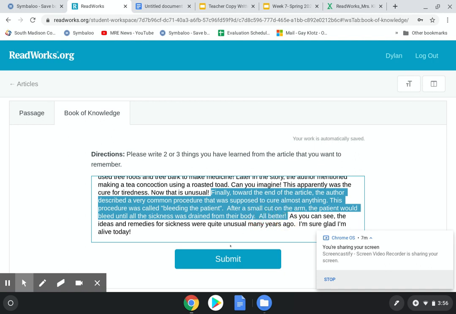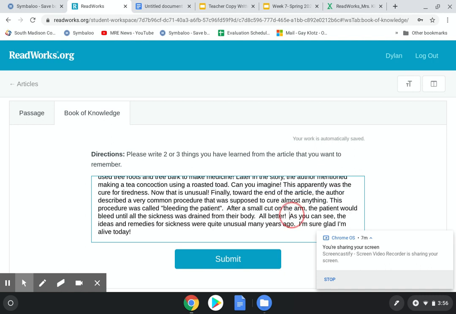And here's my last citation and explanation. Finally, toward the end of the article, the author described a very common procedure that was supposed to cure almost anything. This procedure was called bleeding the patient. After a small cut on the arm, the patient would bleed until all the sickness was drained out from their body. All better. As you can see, okay, that was the end of my third citation.